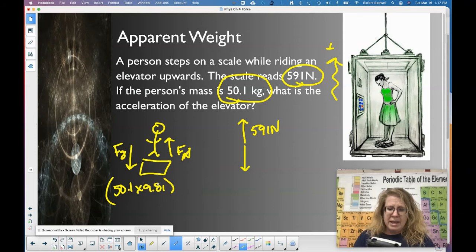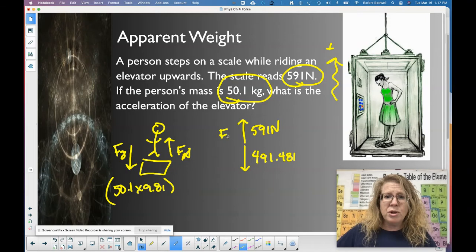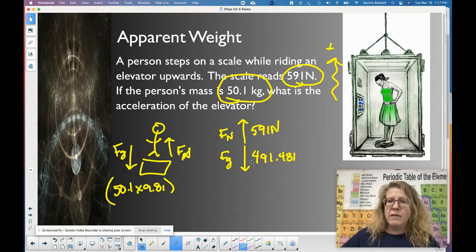50.1 times 9.81. Okay, so downwards is 491.481. So this is our upwards force of our scale. This is our downward force of our gravity. So it's reading extra, right, than what you actually weigh. So now we can combine these two things together to figure out what our net force is.